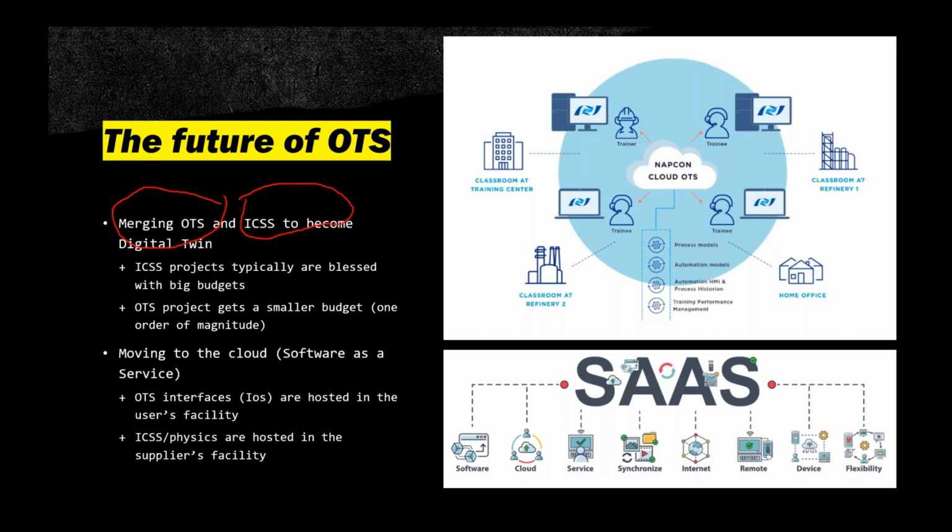ICSS can be, I'm not so sure, based on my reading, up to 100 millions. But for OTS, it can be an order of magnitude of 10 millions. So the OTS and ICSS are two different packages. But nowadays, people can have both as one package. So OTS, which typically has a smaller budget, can be packaged directly into one package. This is the package that we call a digital twin.